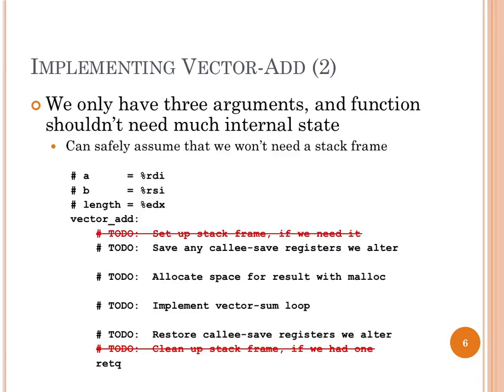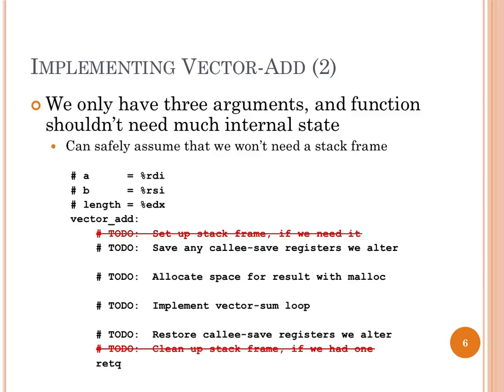Now, here's a guess. We only have 3 arguments. We know that they're going to be passed in registers. We know we have 16 registers to use, and our function doesn't have a whole lot of state. So I am going to assert that we won't need a stack frame.